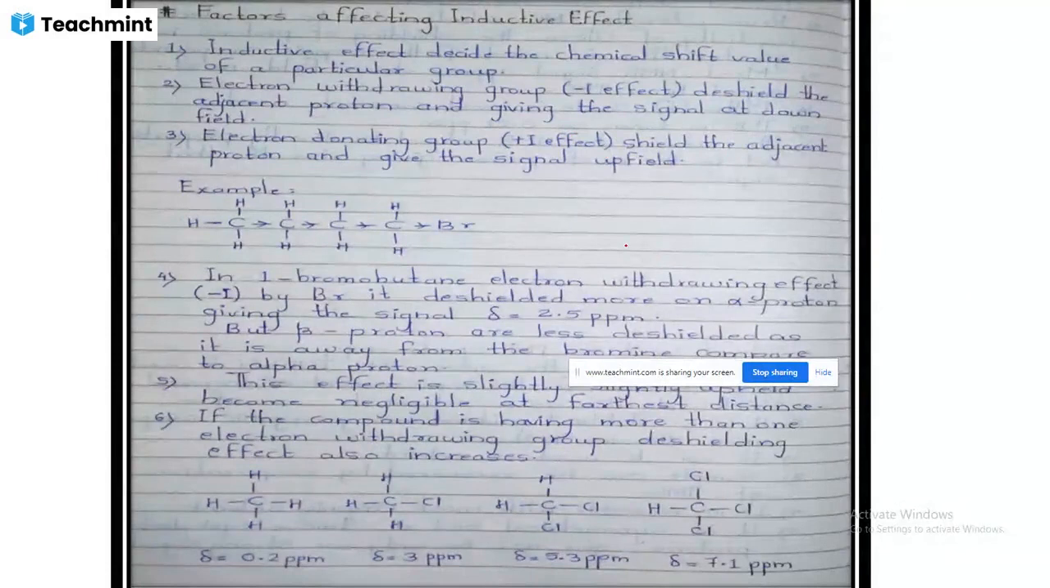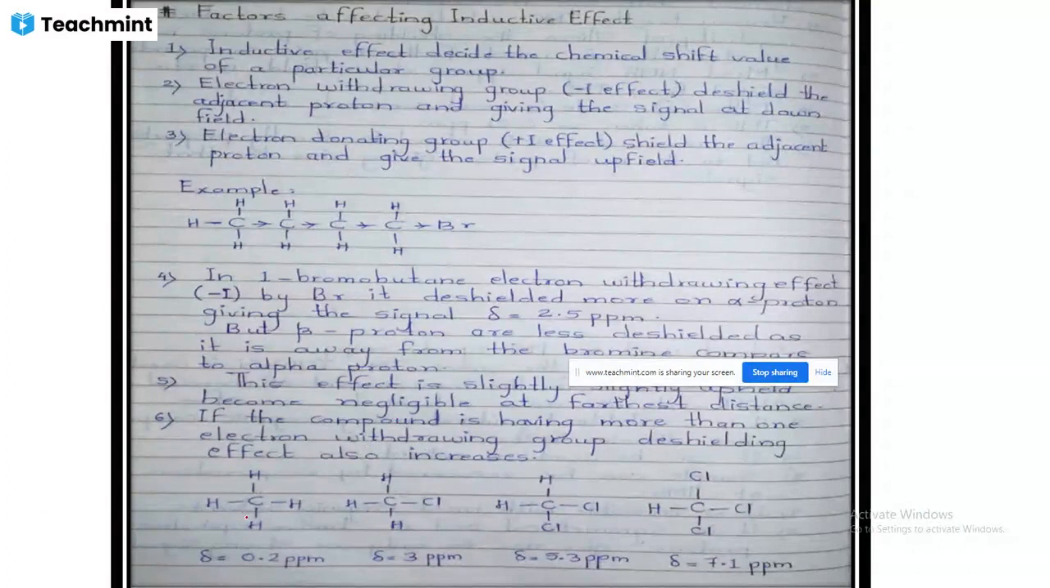Okay, so in bromobutane, due to the electron withdrawing effect of Br, it de-shields more the alpha proton, giving the signal at delta equal to 2.5 ppm. This effect slightly affects the values and becomes negligible at the furthest distance. And if the compound has more than one electron withdrawing group, the de-shielding effect also increases. Here examples are given.